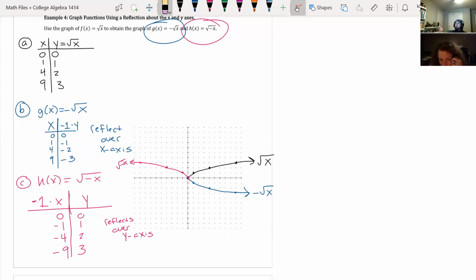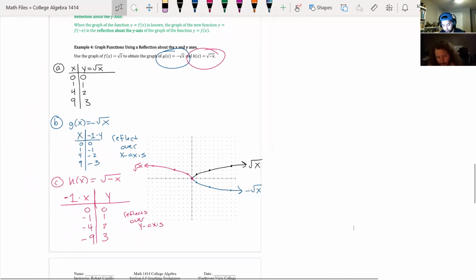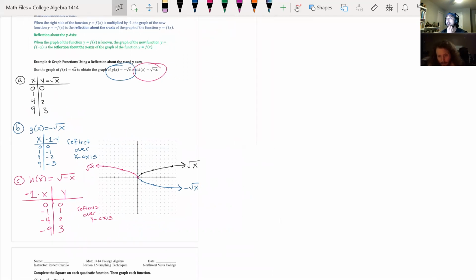Okay. Those are transformations. So we did shifts up and down, shifts left and right. We did stretches, we did compressions, and then we did reflections. So any questions on those? Maybe you're like, I learned these in high school. I got this.